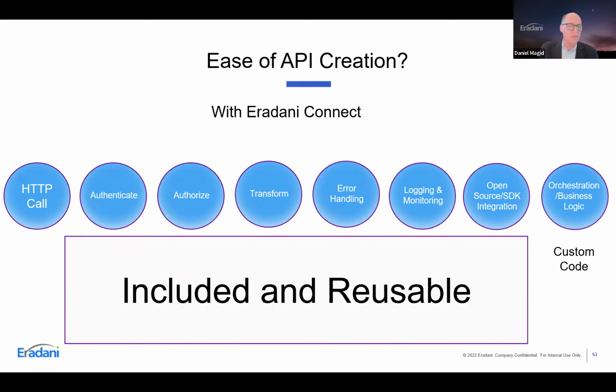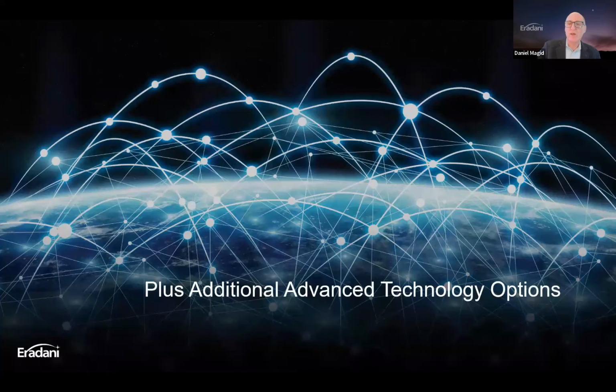You can use the same API for a modern user interface, or for connecting to your partners, or for connecting to your end users. You can use those same APIs over and over again. So they're reusable. And as you make changes to them, you can simply regenerate the API calls. And then you can, of course, add your own business logic if you want to. And then you can add some additional advanced technology options if you want to.